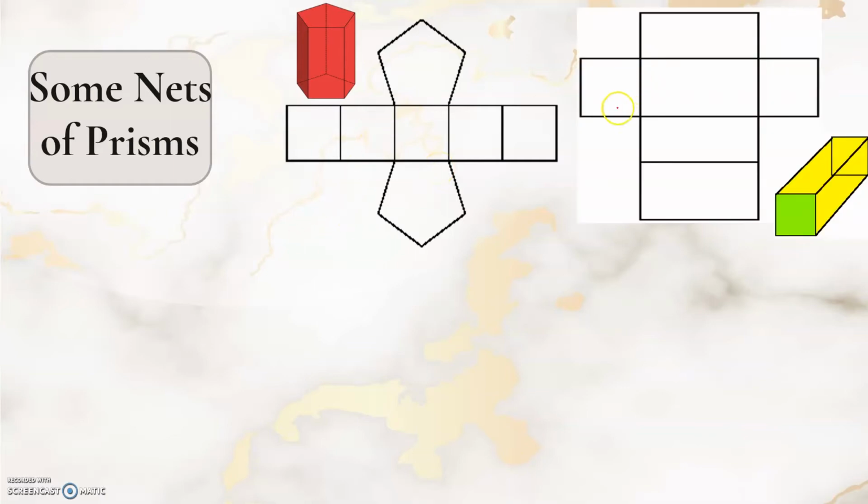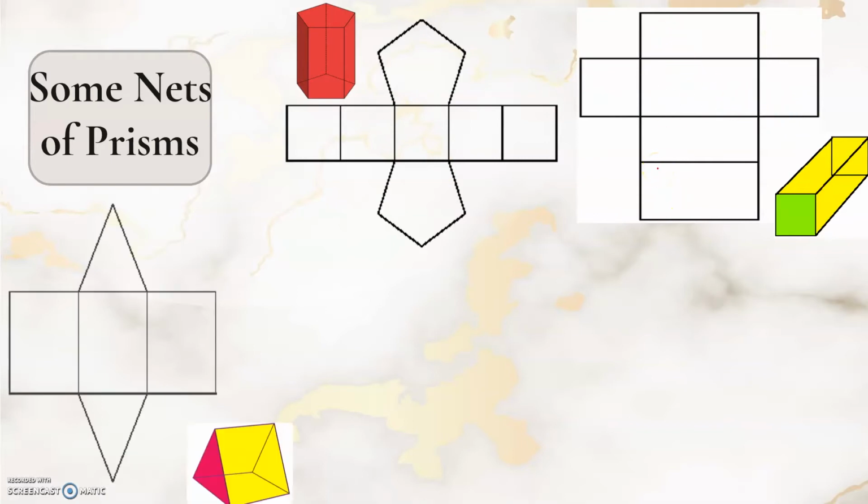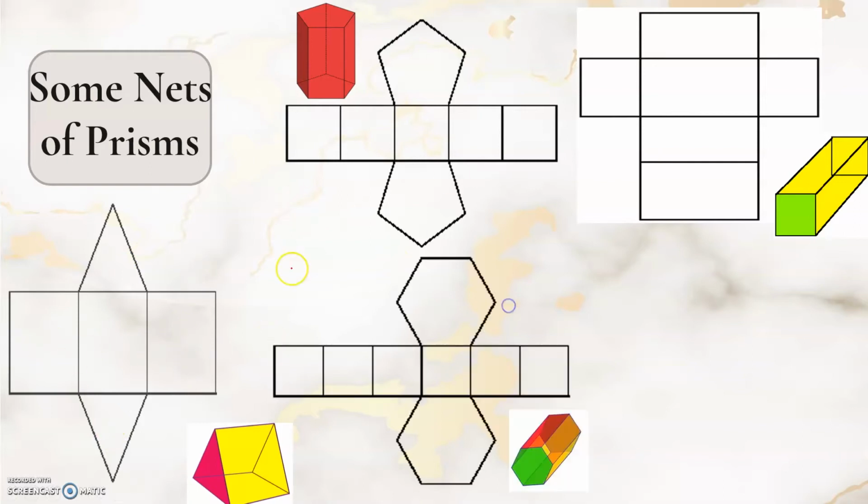Next, we have a square prism. The bases are squares and the faces are rectangles. Another example is a triangular prism. So the bases here are triangles and the faces are again rectangular in shape. Next, we have a hexagonal prism. The bases are hexagon in shape. And again, the faces are rectangles.